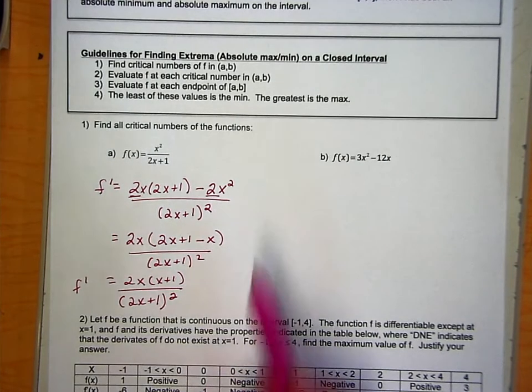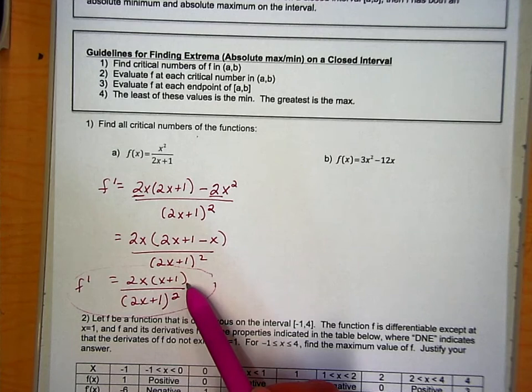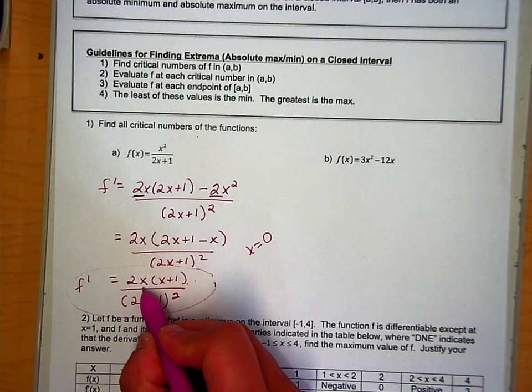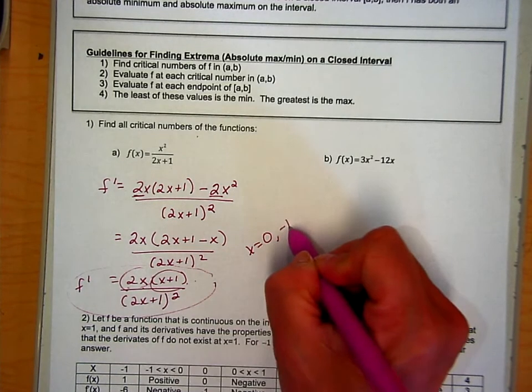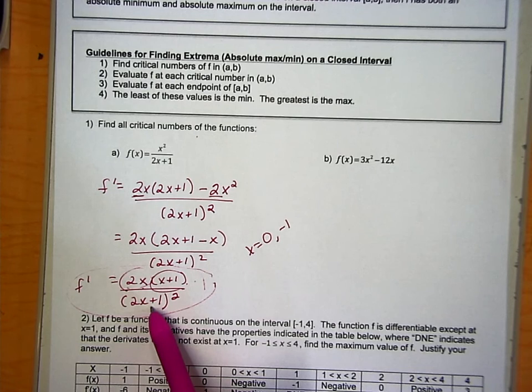Now the question is, find all the critical numbers. So I'm looking for where this derivative is equal to 0. The zeros come from the top of the fraction, so my zeros would be at x equals 0 and x equals -1. And places where the derivative does not exist would be where the denominator equals 0.